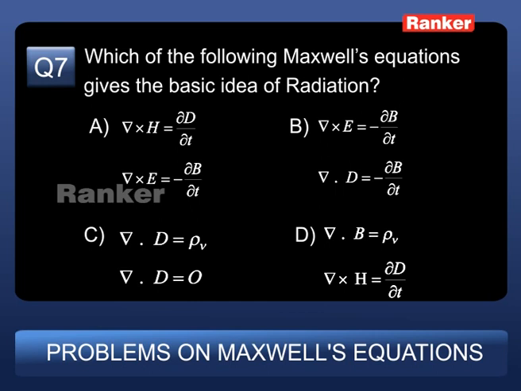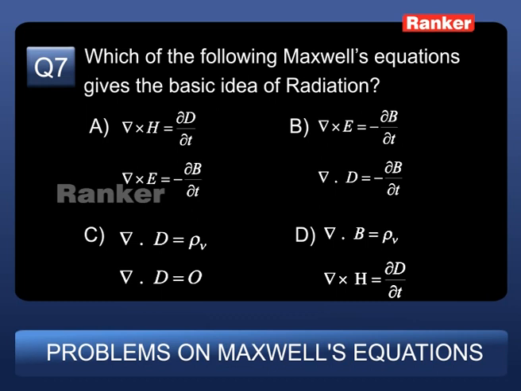A set of equations were given and he asked to identify which of the following equations describes the radiation among all the equations. Option A is del cross H equals dou D by dou T in combination with del cross E equals minus dou B by dou T, and option B is del cross E equals minus dou B by dou T, del dot D equals minus dou B by dou T.